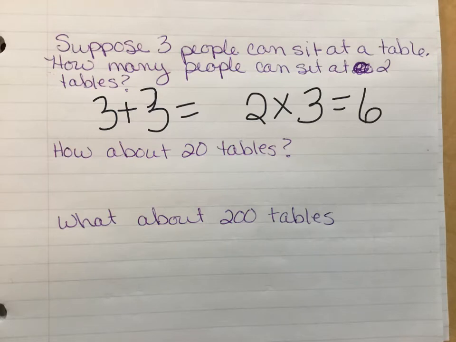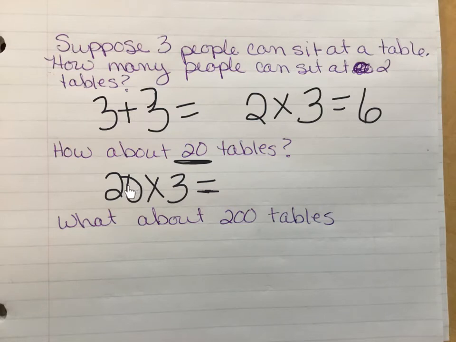But here, now they're asking how many people can we fit at 20 tables? That's a little bit different now, because we have 20 tables, 20 groups of 3. Ooh. I'm going to use this problem I had before and say, okay, 2 times 3 was 6. Here I see a 2, and I see a 3 when I have this 0 on the end.